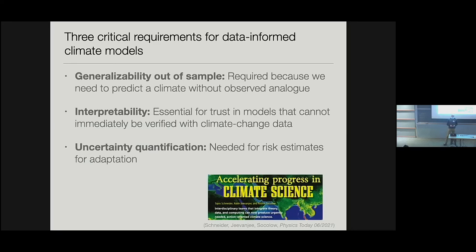And again, for planning, you need not just point estimates of what climate change you'll get, but you need uncertainty quantification. You need to attach probabilities to extreme events, not just say it could happen, but say something about the probability of a certain amount of rainfall happening, because you need to build stormwater management infrastructure that's adapted for that. So these are three requirements that I think are essential in climate and more important than in other applications of machine learning. There's a Physics Today article that Rob Sokolow, Nadir Jivanji at Princeton and I wrote a few months ago. It's meant to be a popular article about the general ideas here.